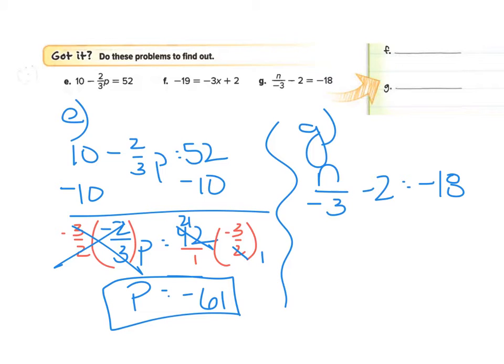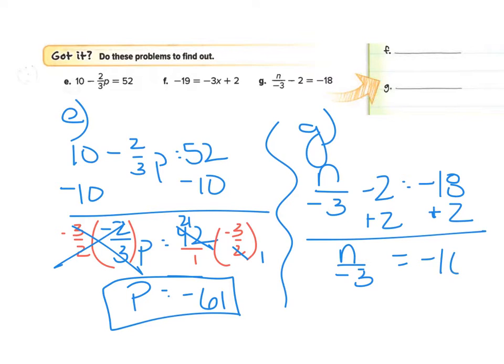So I need to get rid of divided by negative 3 and minus 2. I'm going to get rid of the subtraction first by adding 2 to both sides of the equal sign. So I get n divided by negative 3 equals negative 16. Now I need to get rid of divide by negative 3, so I'm going to multiply by negative 3. And so on the left side, the 3's cancel. I'm left with n equals. On the right side, I have negative 16 times negative 3 is going to be positive 48.